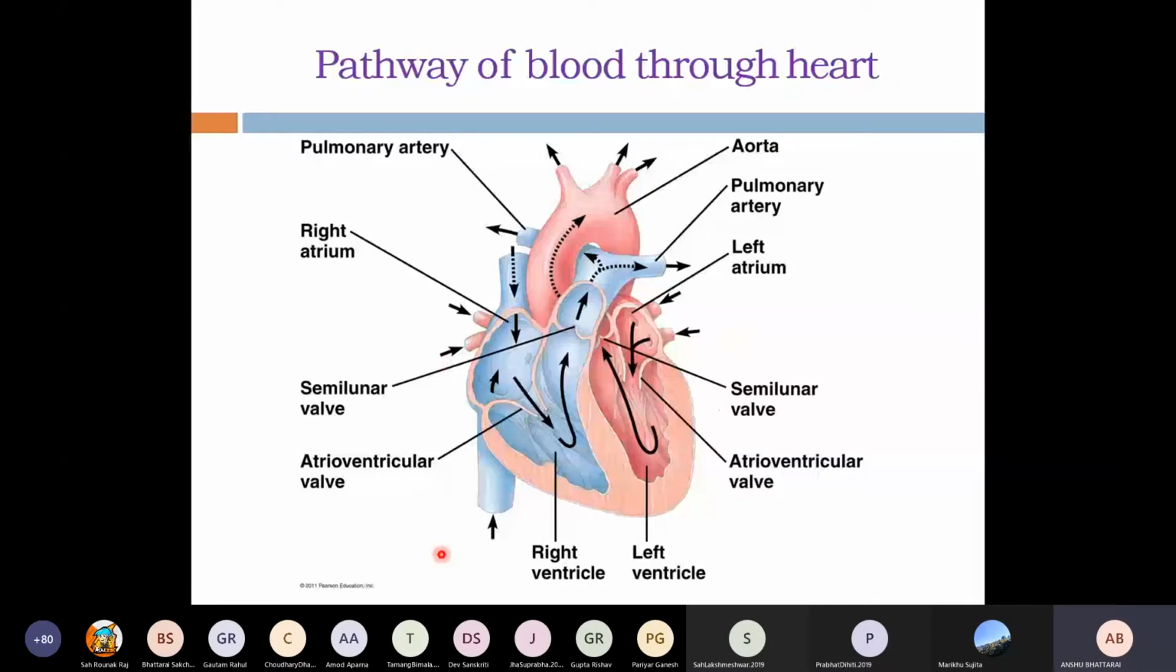deoxygenated blood is being carried through the veins, and then from the superior and inferior vena cava, it is taken to the right atrium. Okay, from the right atrium, it goes to the right ventricle. Then from the right ventricle, it is taken up by the pulmonary artery. The pulmonary arteries take it to the lungs, and the pulmonary artery divides and redivides to form pulmonary capillaries.